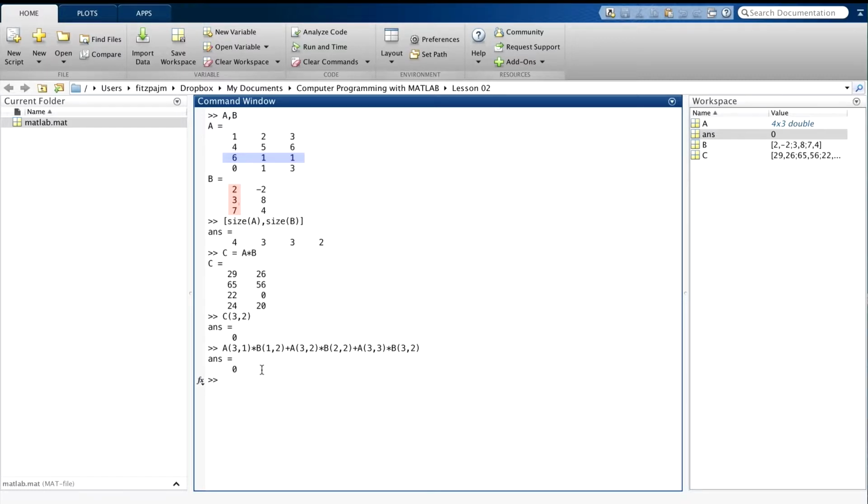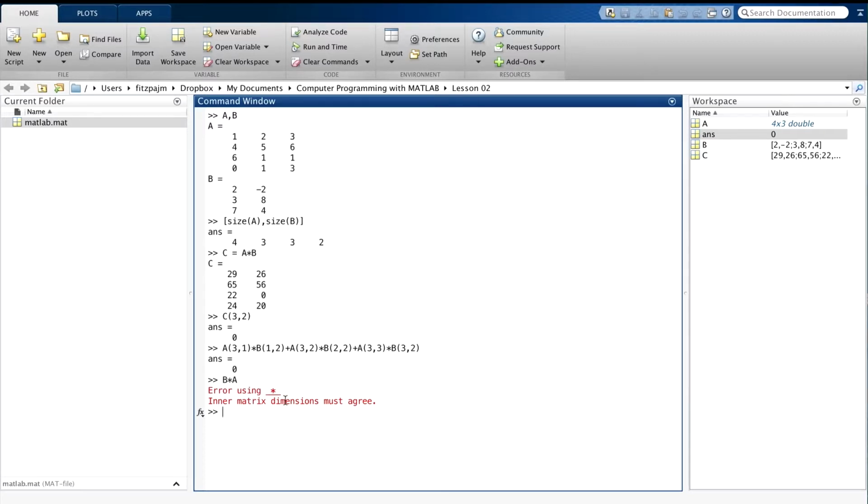This same sort of calculation is performed for every row of A with every column of B. And since there are 4 rows of A and 2 columns of B, we get a 4 by 2 matrix. And what happens if the inner dimensions do not match? Well, we can get an example of that by just multiplying B and A in the other order. MATLAB complains. It says inner matrix dimensions must agree.